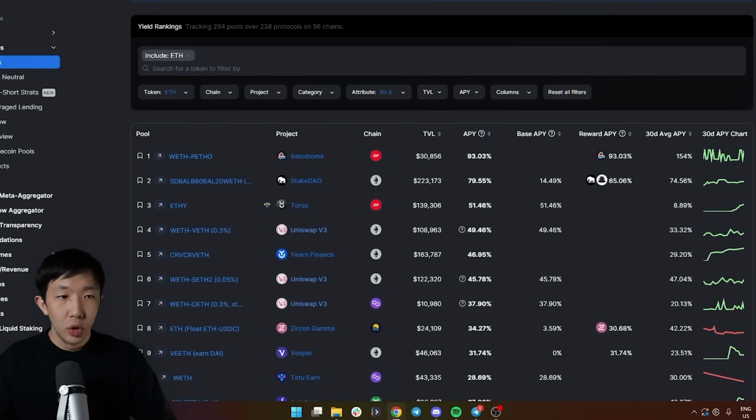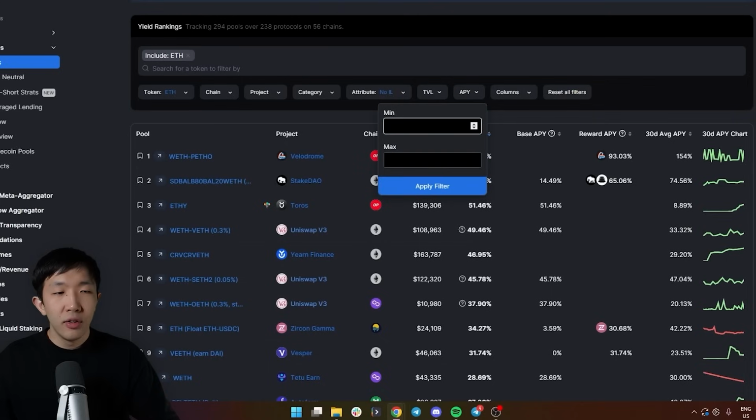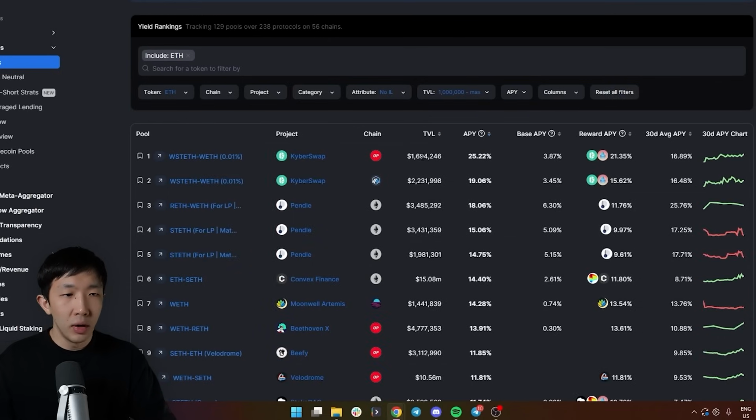And you can see here, you can get up to 93% APY for just depositing ETH. Now, keep in mind that this is a very underutilized pool because you can tell there's only $30,000 deposited in here. That's why this APY is so high. Something else you could do is filter by the TVL. So let's say you want to filter by all the pools that have at least $1 million deposited in the pool. So you can see these are all decently utilized pools with decent amount of money in there.